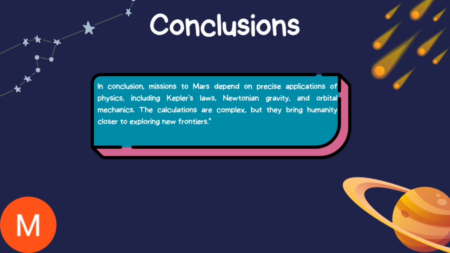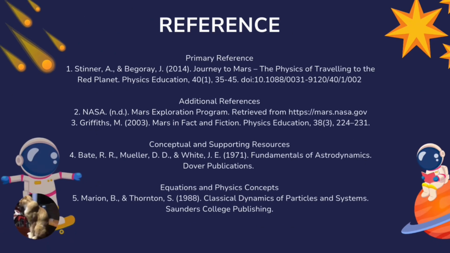Last but not least, in conclusion, missions to Mars depend on precise applications of physics, including Kepler's laws, Newtonian gravity, and orbital mechanics. The calculations are complex, but they bring humanity closer to exploring the frontiers of space.